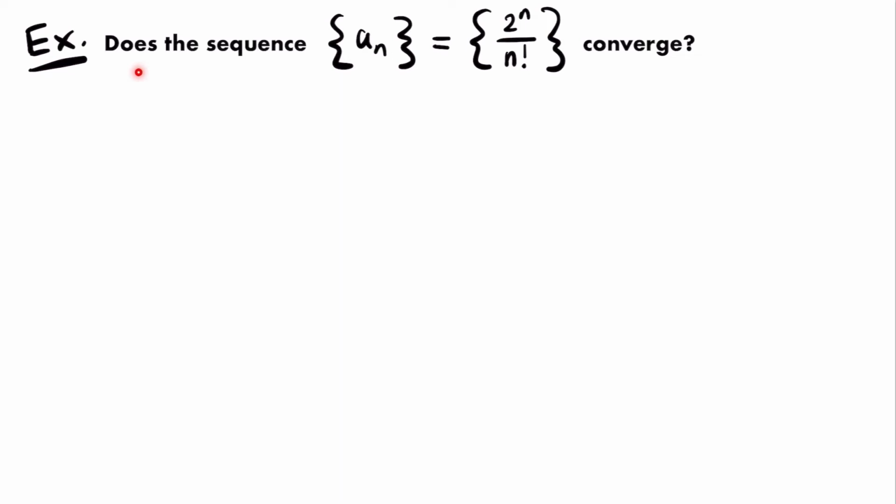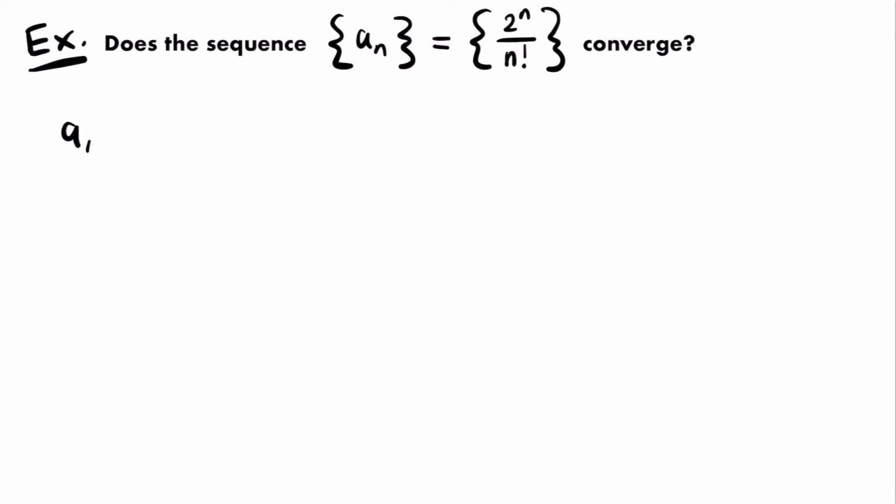We want to know, does the sequence a sub n is equal to 2 to the power of n divided by n factorial converge? All right, and so what we want to do is see if it's monotonic and bounded. And so we'll start by determining if it's monotonic. Let's write out some of the terms of the sequence.